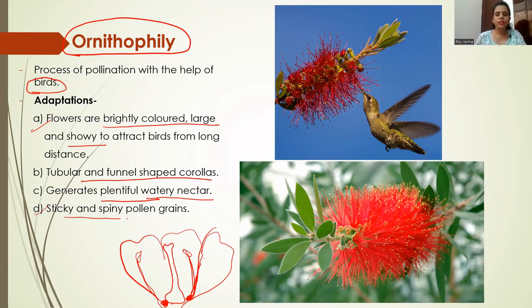Next, they produce sticky and spiny pollen grains. These pollen grains are spiny, with small spine-like structures, and they are sticky in nature. Because of these two characteristics, when birds enter inside the flower, the pollen grains are able to stick to the body of the birds, generally to the feathers or hair present on the body of the bird. So this was all about ornithophily.